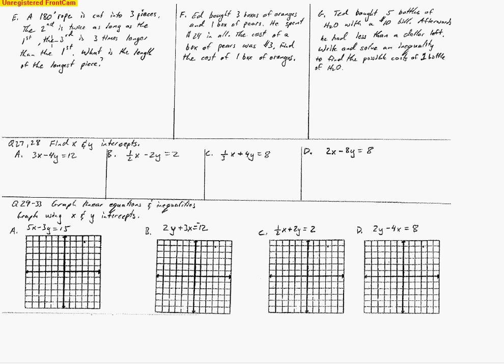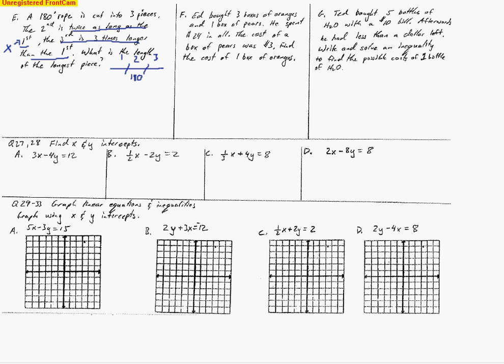Notice what they compare it to each time. Here, let's underline what we've got here. The second piece is twice as long as the first. The third is 3 times longer than the first. They're comparing to the first each time. So we're going to call our first piece X. So let's go ahead and draw a little picture about what's going on. We've got our 180-foot rope right here, and we're dividing it into 3 different pieces. We cut it into 3 pieces. We got the first piece, the second piece, and the third piece.